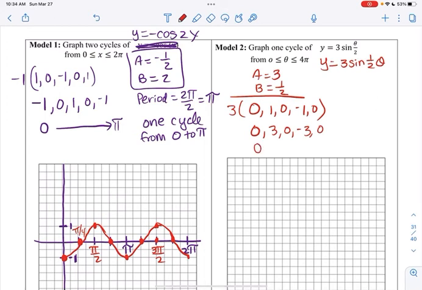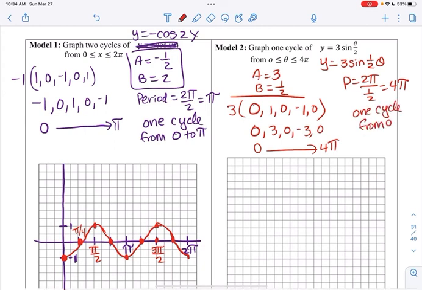And those critical values have to occur between 0 and, well, actually, I did this, but I forgot to write it over here. My period is 2 pi over b, so 2 pi over 1/2, which is 4 pi. So that means I need one complete cycle from 0 to 4 pi.